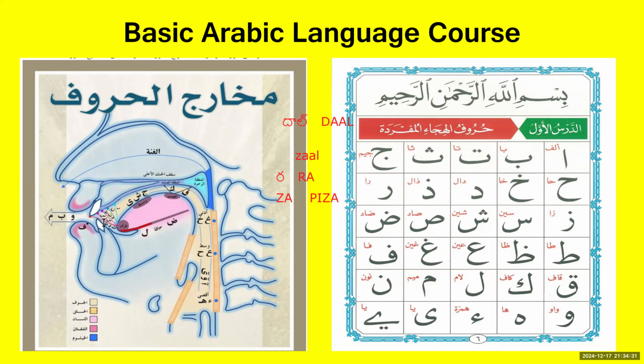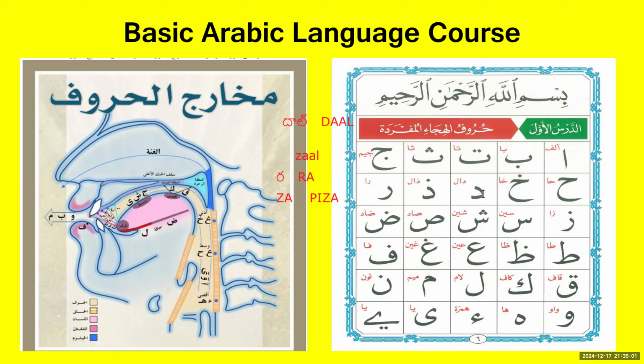Za, from here there are three letters. This is the first letter from this point. But without even knowing the tip of the tongue and this articulation point, you can say easily, because in English there is an equivalent letter, Z-A, za. You have to be careful. It's not a heavy letter, it's a light letter. Dal, zal, ra, za. Dal, zal, ra, za.